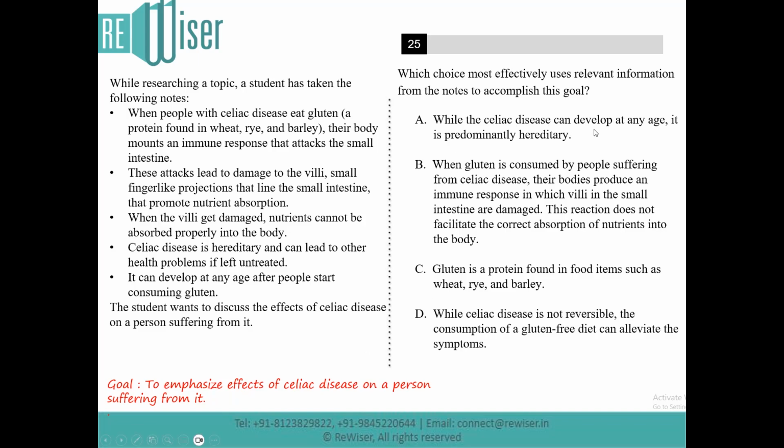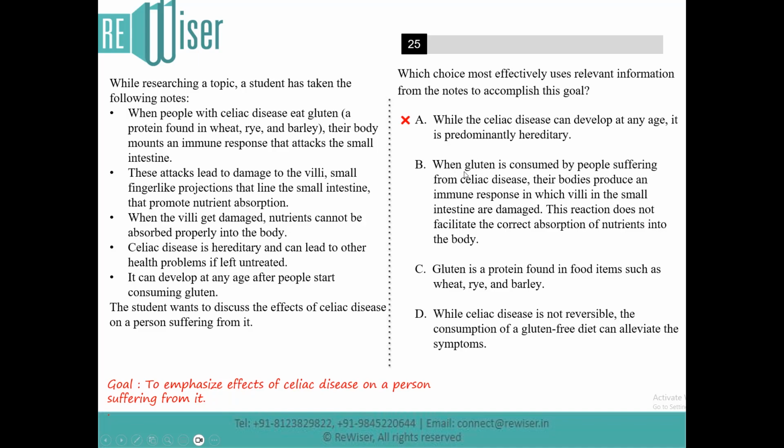So option A: while celiac disease can develop at any age, it is predominantly hereditary. Right now, A again, it's factually correct, but it does not state the effects of celiac disease. Therefore, option A can be eliminated.